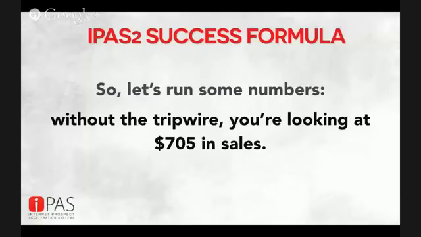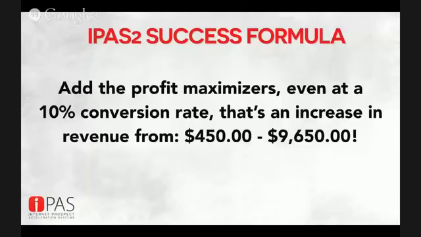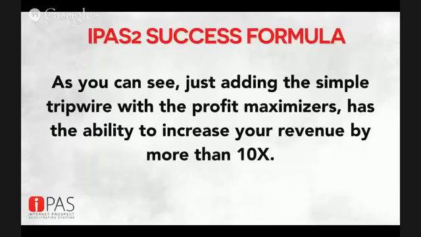Without the tripwire, you're looking at $705 in sales for 1,000 visitors, okay? With the tripwire and upsells, you're looking at $2,367 in potential front-end revenue. Add the Profit Maximizers, even at, say, a 10% conversion rate, which is much lower than what we normally see. That's an increase in revenue from $450 additional dollars to $9,650. See the difference here? As you can see, just adding the simple tripwire with the Profit Maximizers has the ability to increase your revenue by more than 10 times. It's what I do in every business model that I build.